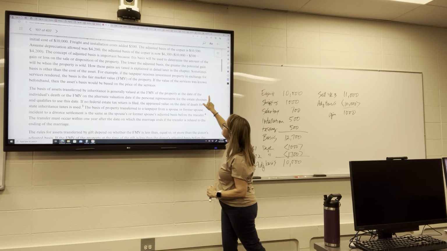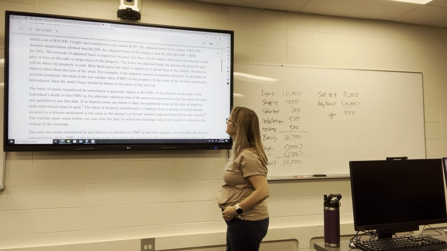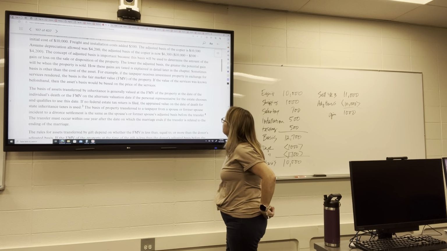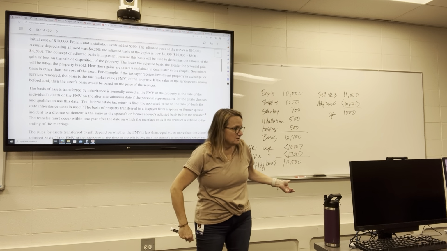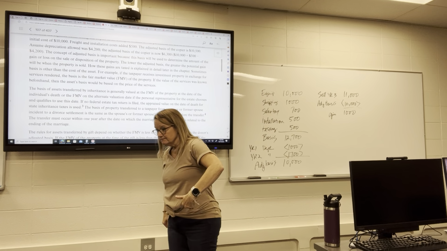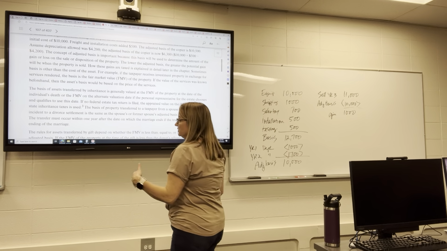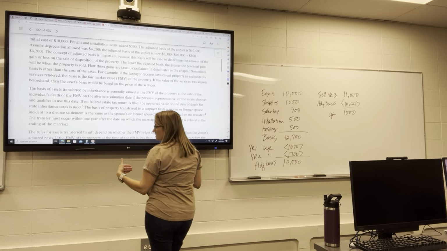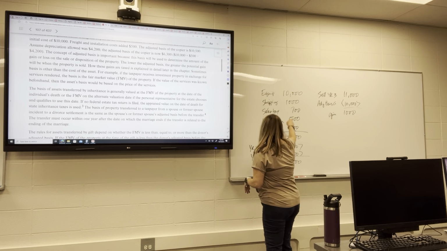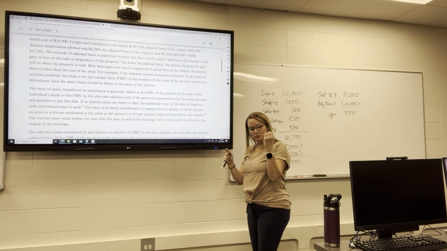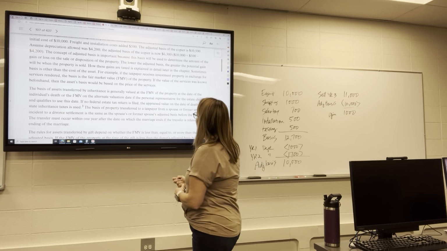So sometimes, as they mention here, sometimes the basis is something other than the cost of the asset. So we talked about different ways that we can receive assets. We can inherit them. We could be gifted an asset. We could exchange it for some other asset. So it might not necessarily be what the actual cash that was exchanged if there wasn't any cash exchanged for it.